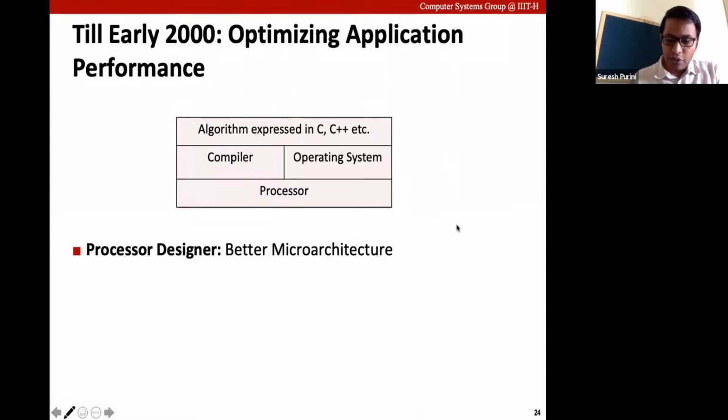I'm just checking if I can write on the screen. Just give me a moment, please.